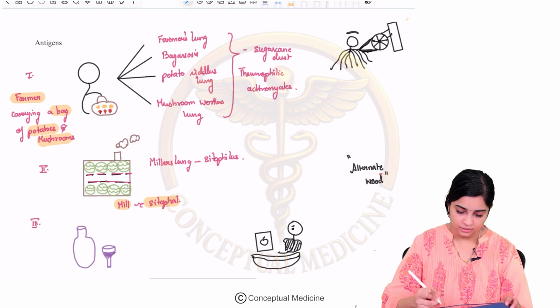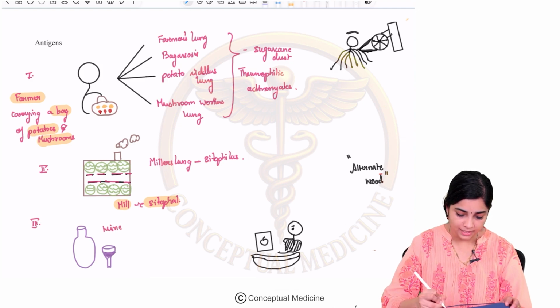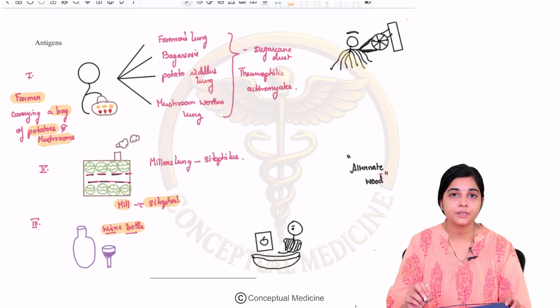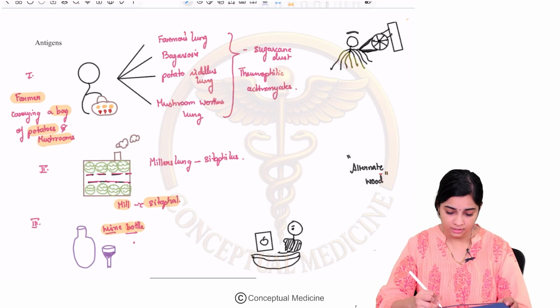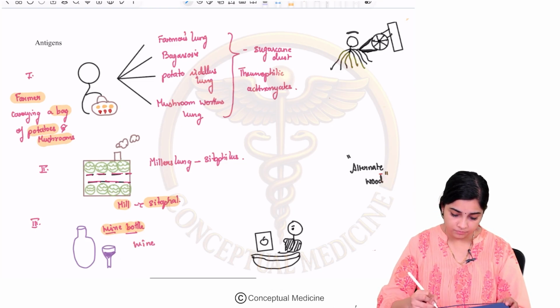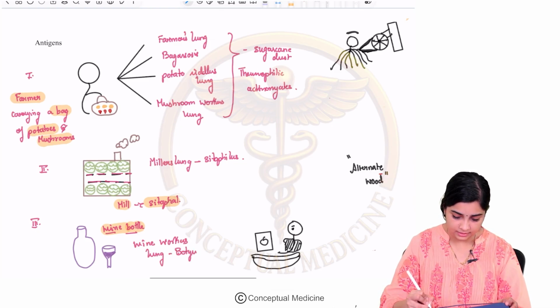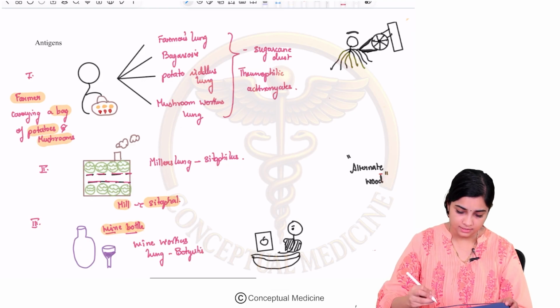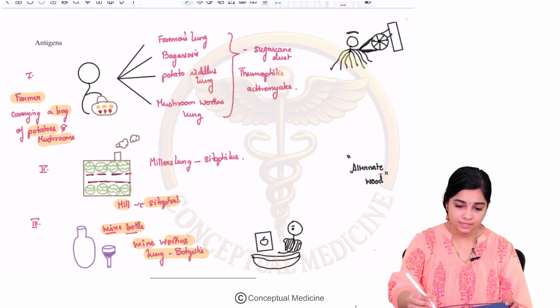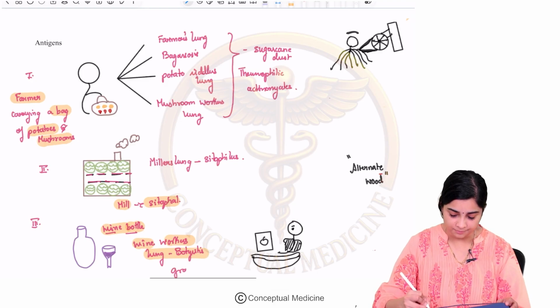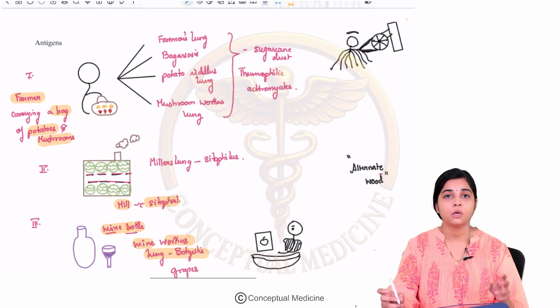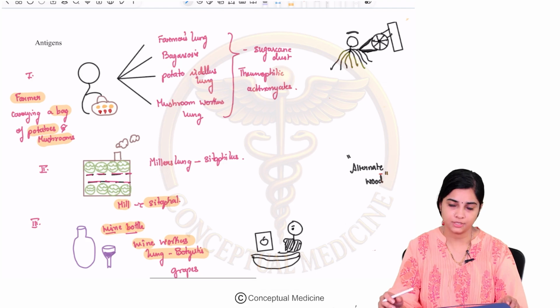Then third, this is a wine bottle, correct? This is a wine bottle. Okay. So which HSP are you going to remember with this wine bottle mnemonic? Remember wine worker's lung due to botrytis species. Wine worker's lung due to botrytis species, and it occurs due to exposure to grapes. Exposure to grape farming, wine worker's lung, botrytis species.